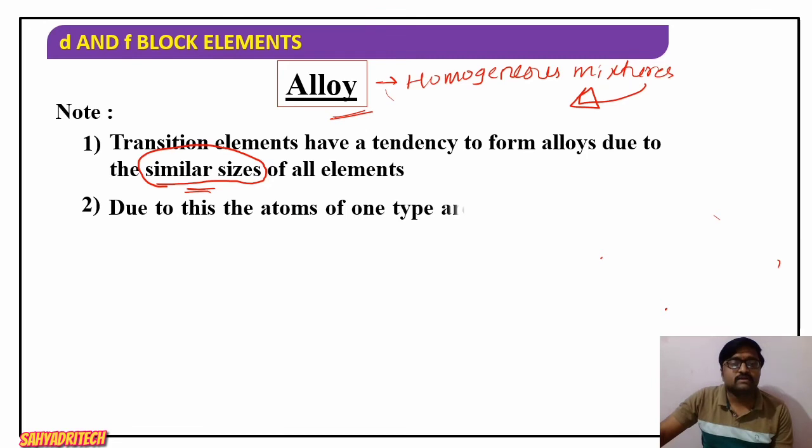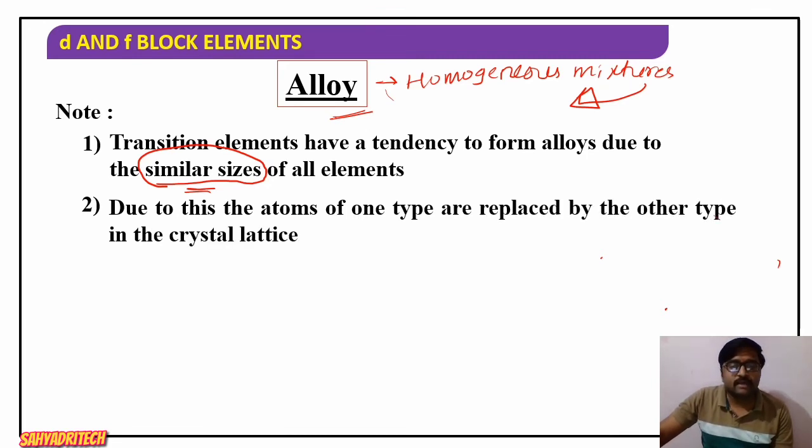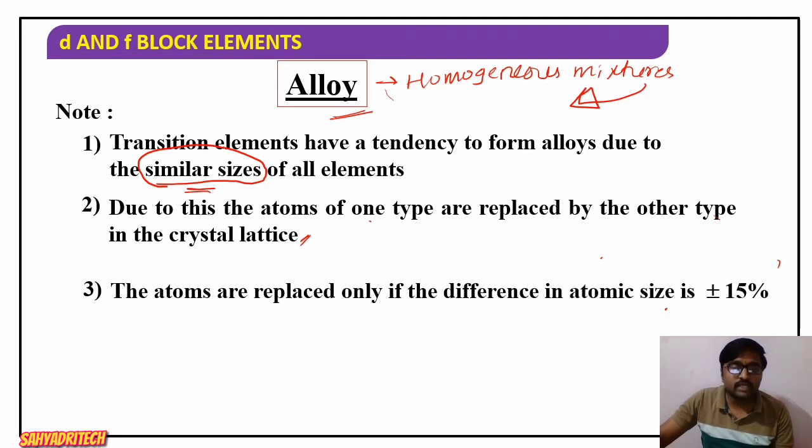Due to this, atoms of one type are replaced by the other type in the crystal lattice. As in the previous example of copper and zinc, copper atoms are replaced by zinc atoms in the crystal lattice and vice versa. Whichever happens, the resultant will be an alloy. We have two possibilities: copper atoms may be replaced by zinc atoms, or zinc atoms may be replaced by copper atoms in the crystal lattice. The resultant compound formed will be an alloy itself. Then the third thing, the atoms are replaced only if.